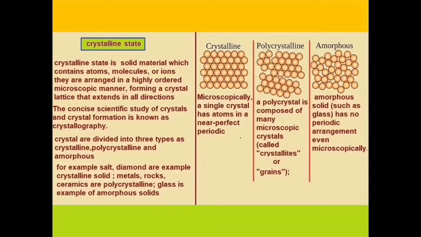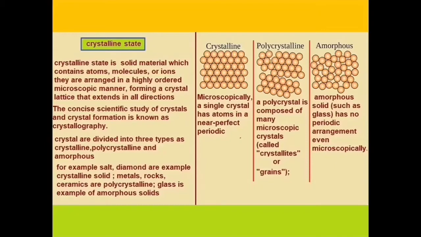Crystals are divided into three types: crystalline, polycrystalline, and amorphous. For example, familiar examples we are going to consider: salt, which we use in our daily life, in meals, food, etc. And another precious thing, which we call a diamond, are examples of crystalline solids.